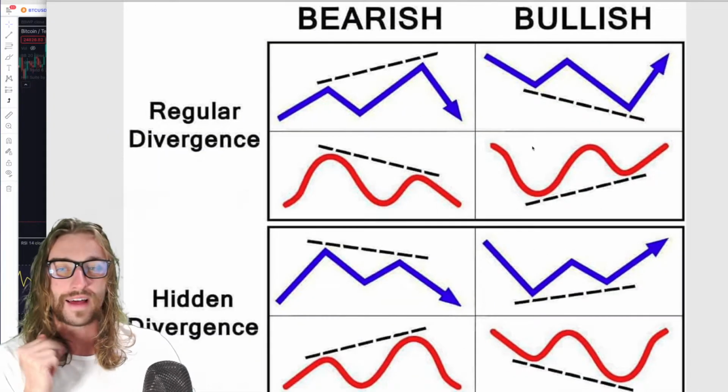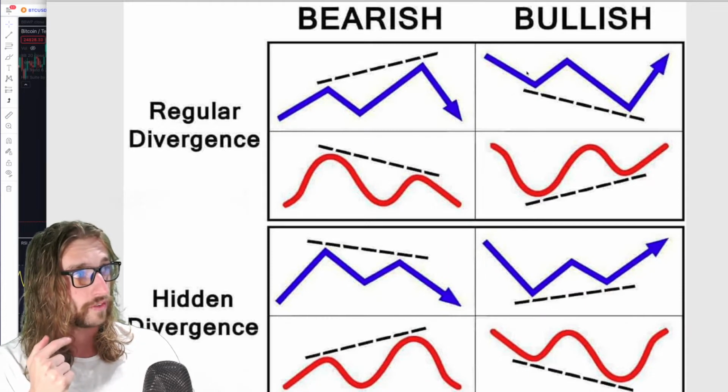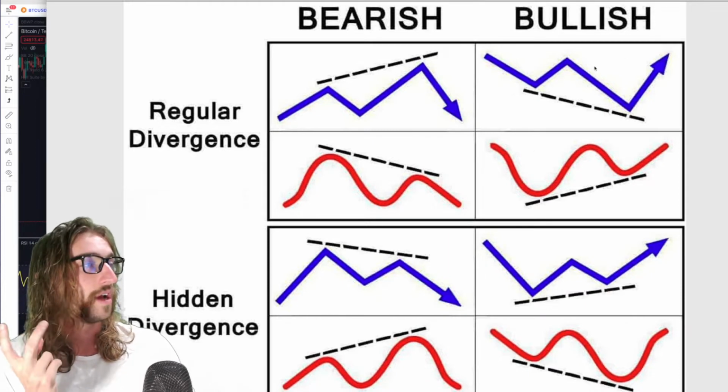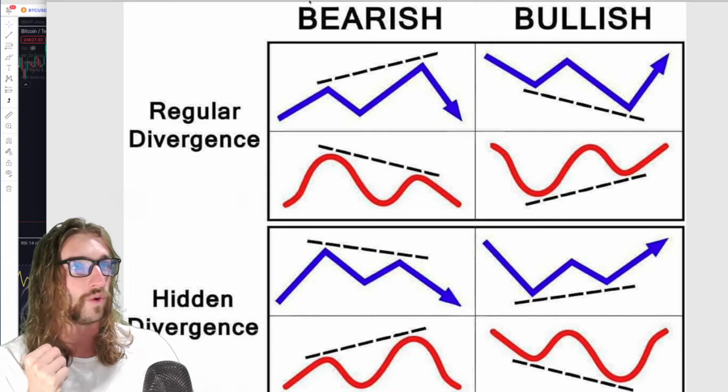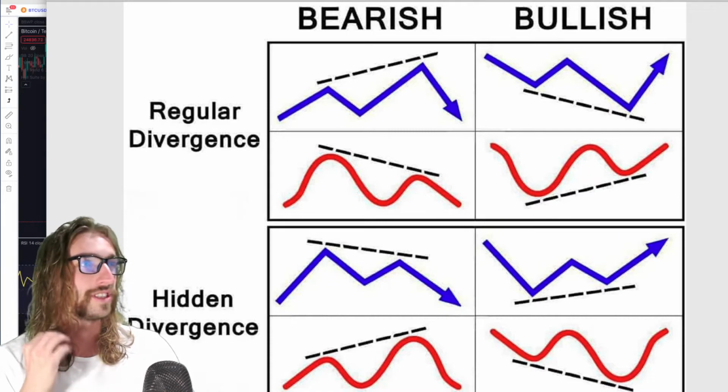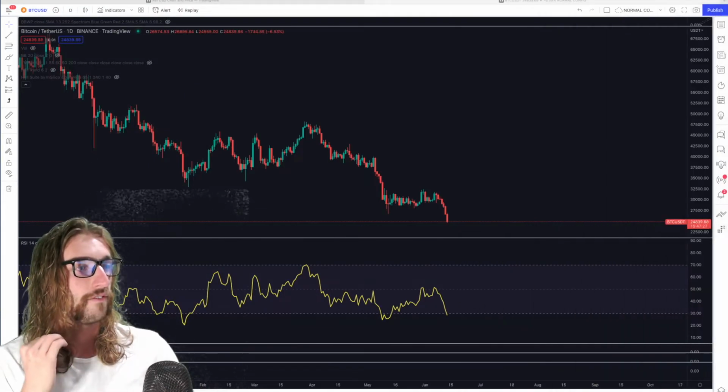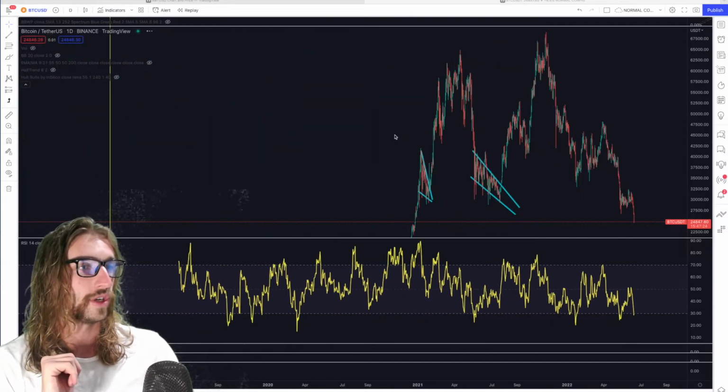Boom, boom. That is counted as 2 counts of bullish divergence. 1, 2. We want to see 3, maybe even 4 if you want. You want to see 3, 4 big ones. I'll show you a good example of this.